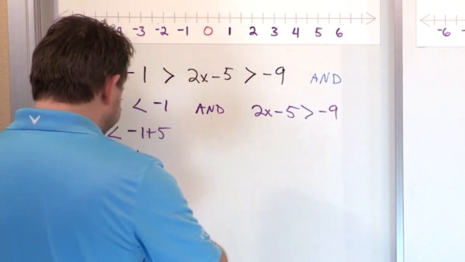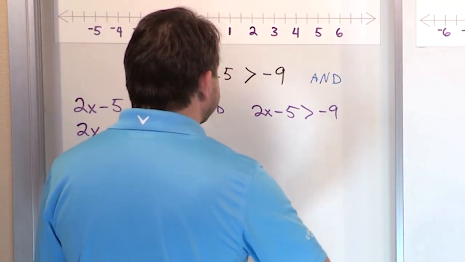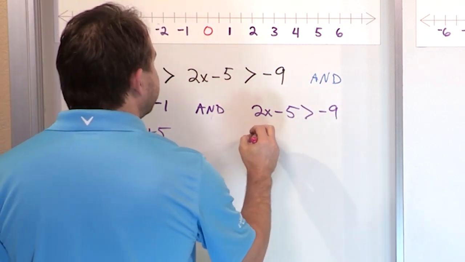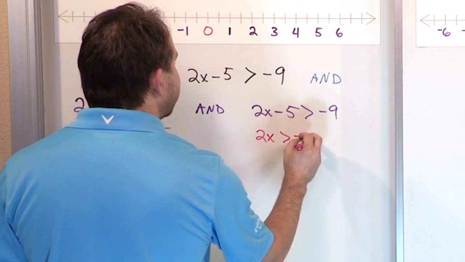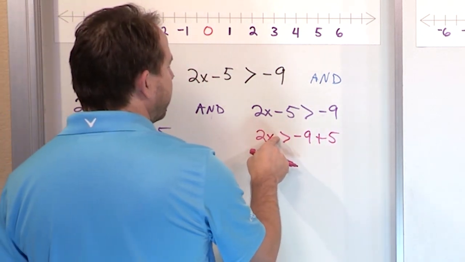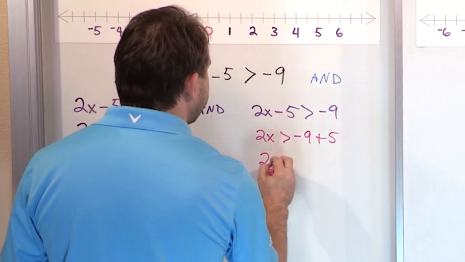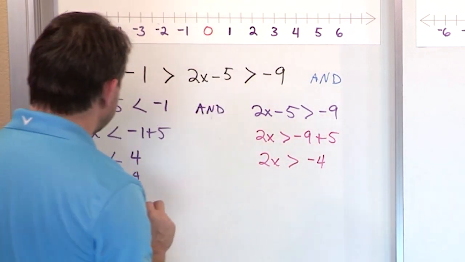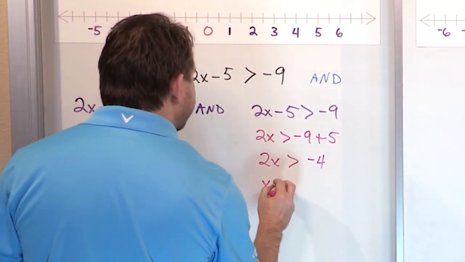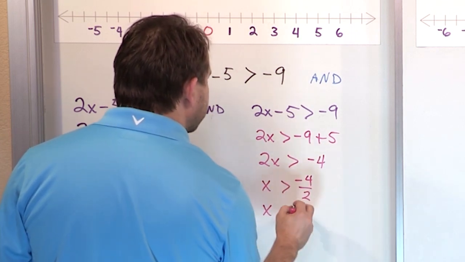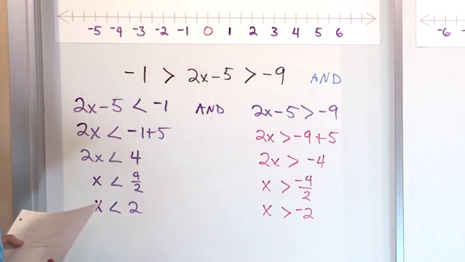And then you can go on the other side, and I can switch colors to try to make this a little bit easier to follow. On the other side, we're going to move this 5 over by, again, adding 5. So it'd be 2x greater than -9 plus 5, right? We add 5 to the left, making it go away. We add 5 to the right, and we get 2x greater than, what do we get when we add these? We get -4. All right? So then to get x by itself, we divide by 2. So it'd be -4 divided by 2. So we get x greater than, what do we get here? -2. 4 divided by 2 is 2, and negative divided by positive is negative.